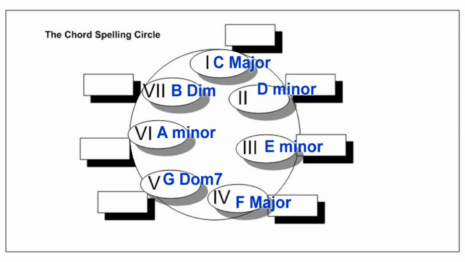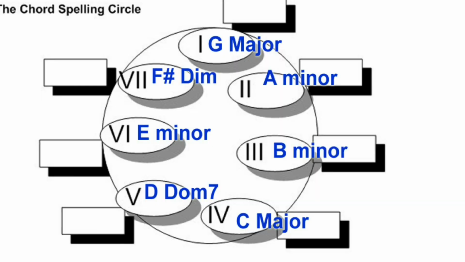Here in the key of C, C is the 1, and 5 is the G chord, and the 4 is the F chord. But when we switch to the key of G, then the G becomes the 1 chord, the 5 chord is now the D chord, and the 4 chord is now the C chord.